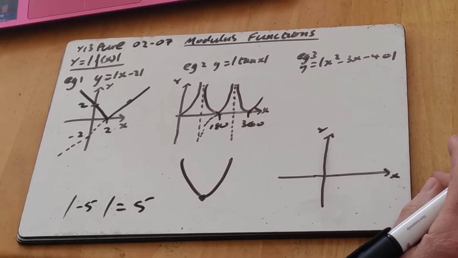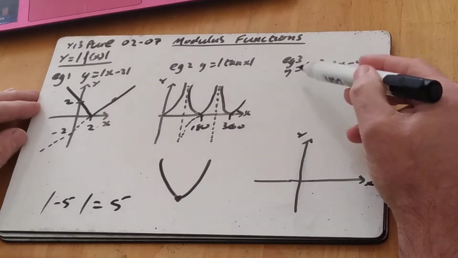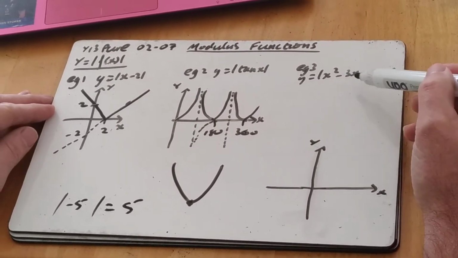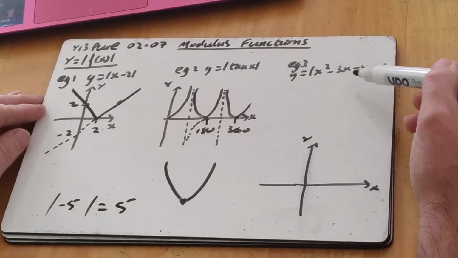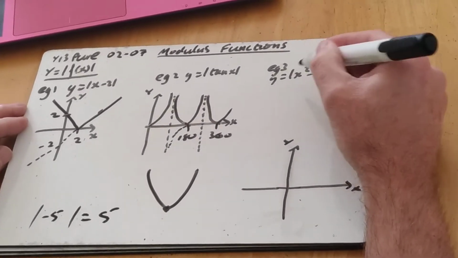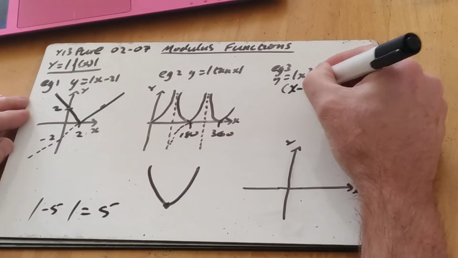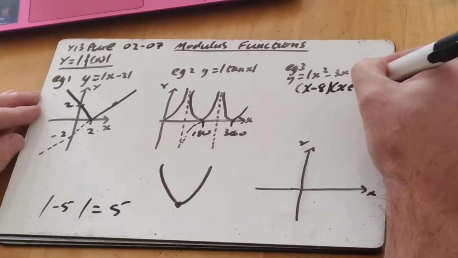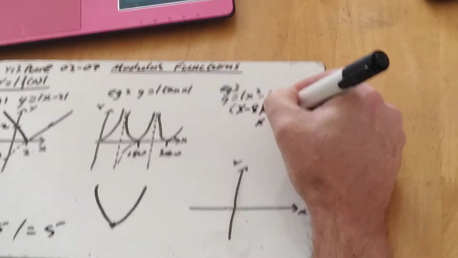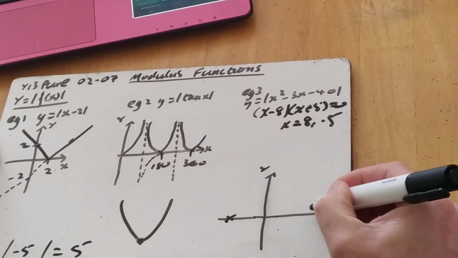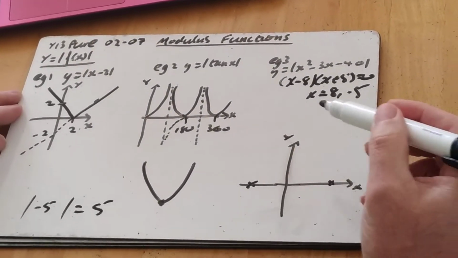Let's have a look at an ordinary quadratic curve and the mod of it. So y equals mod of x squared minus 3x minus 40. First thing you need to know is how the curve looks where it crosses the x-axis. So let's solve this equal to 0, and to do so it's probably a good idea to factorise it. x minus 8, x plus 5 equals 0, x equals 8 or minus 5. So it crosses at minus 5, it crosses at 8, it looks like this.